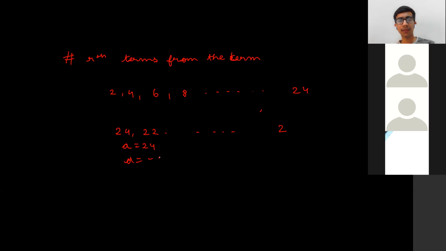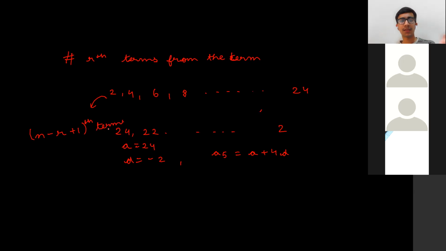And if you want to calculate the fifth term, you can use A5, which is equal to A plus 4D. Right? A plus n minus 1 D. So that's A plus 4D. So substitute the values of A and D and you'll get the fifth term from the end. Or rather, if you want to start from the beginning, you can take that term as the n minus r plus 1th term from the beginning.